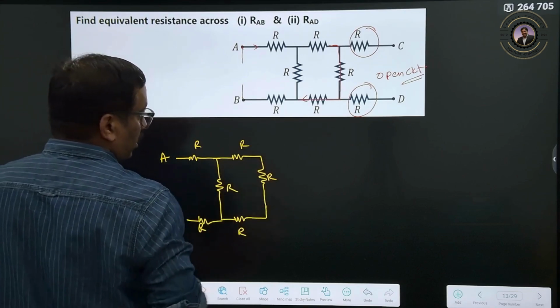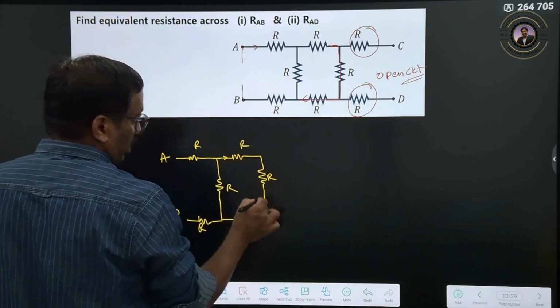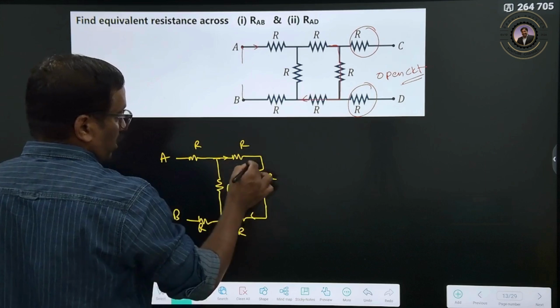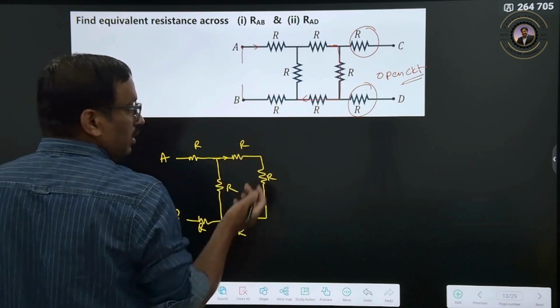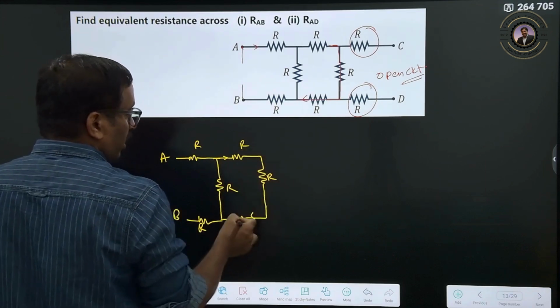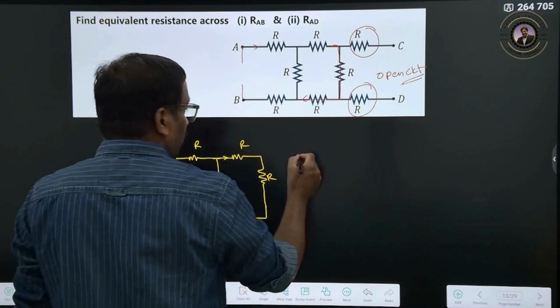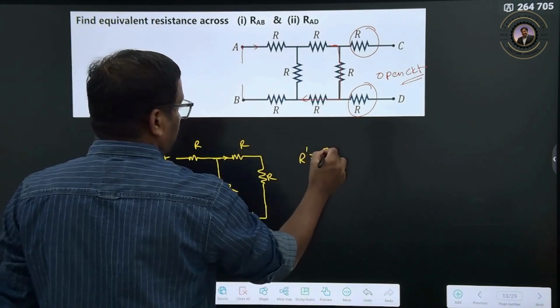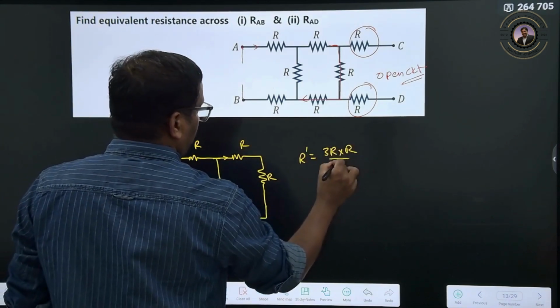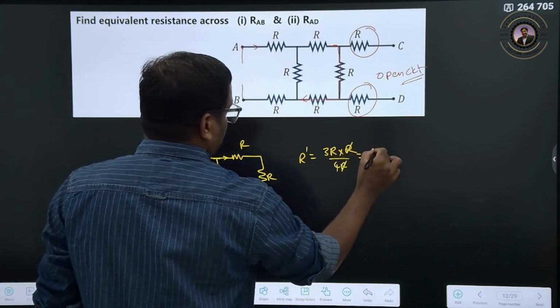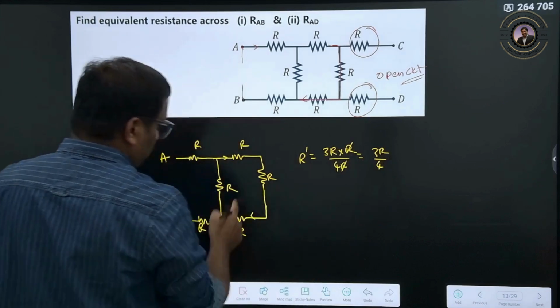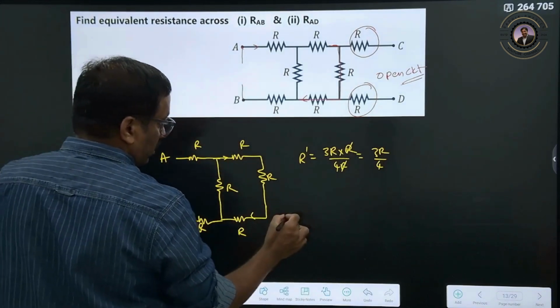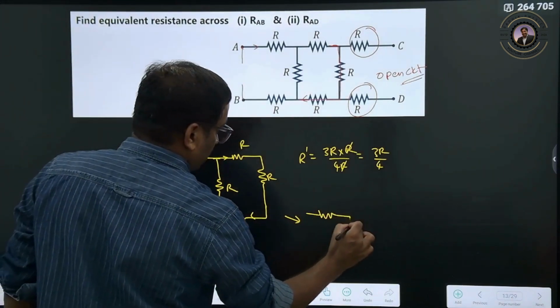So three in series now, the same current will go through here. So therefore these three are in series, therefore it will become like a 3R, and these two are in parallel. So across this part we can write it as R dash, which will be equal to 3R into R by 4R, it cancels out, 3R by 4. So this part totally I got as 3R by 4.